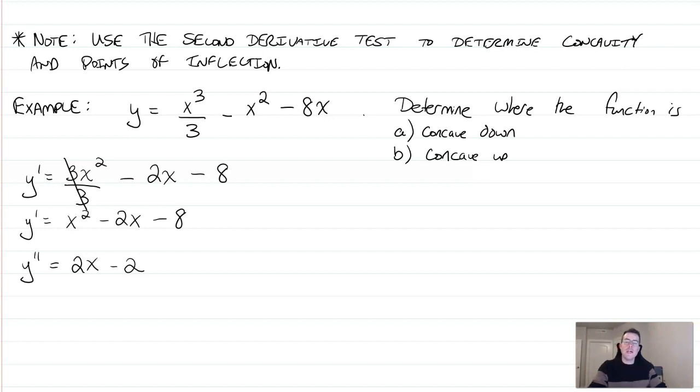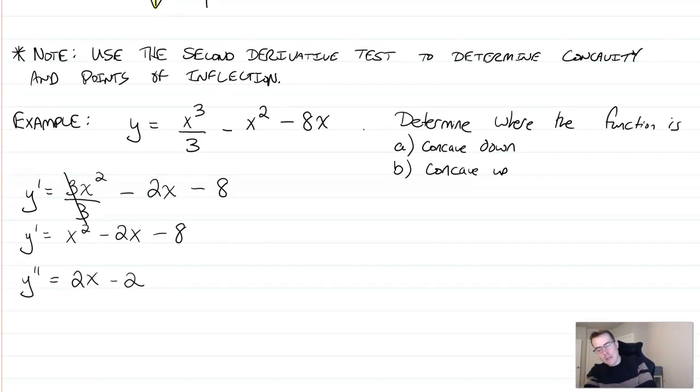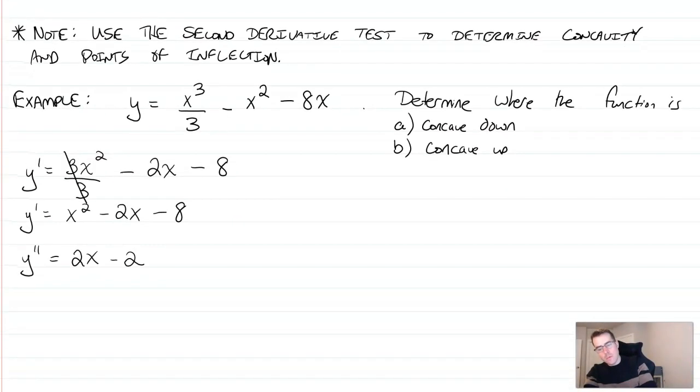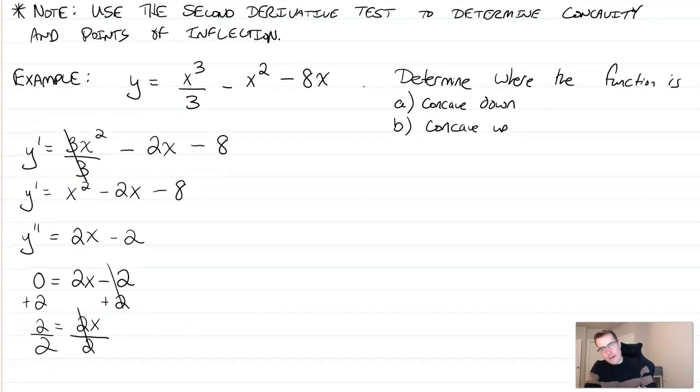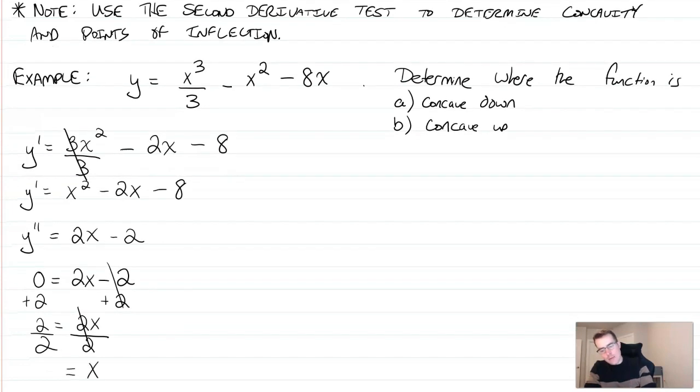Okay, so now, just like we did with the first derivative test, okay, second derivative test, once you have your second derivative, we set it equal to 0. So we're going to solve for when 2x minus 2 equals 0. So I'm going to simply add 2 to both sides. And we get 2 is equal to 2x. And then simply just divide by 2. And that would give us that x is equal to 1.